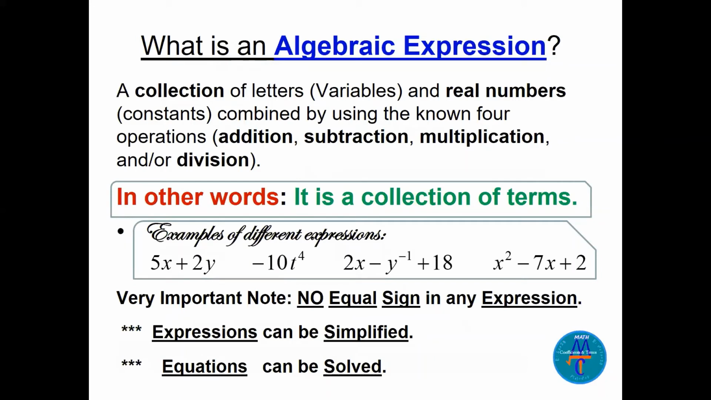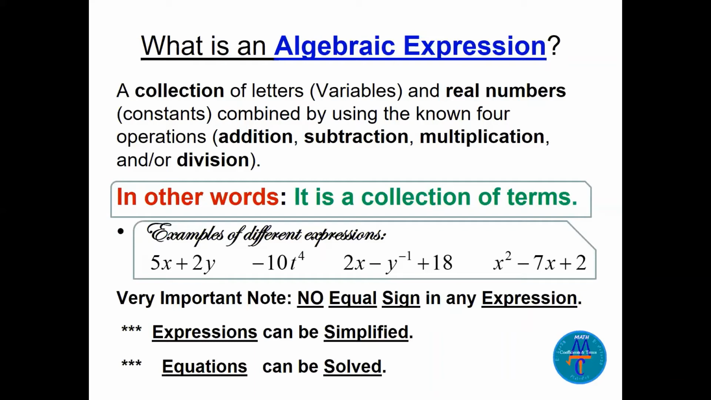Now we come to the important part, expression, or we call it algebraic expression. It's a collection of letters. We have letters, variables or unknowns, and real numbers. Constant real numbers like 5, 7, 10, minus half, 50, etc. Combined by using the known 4 operations.